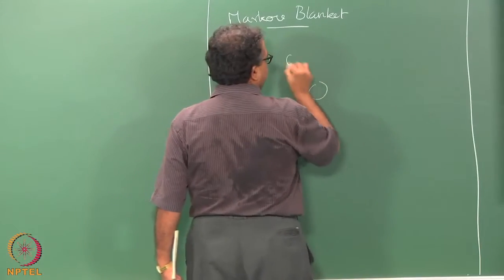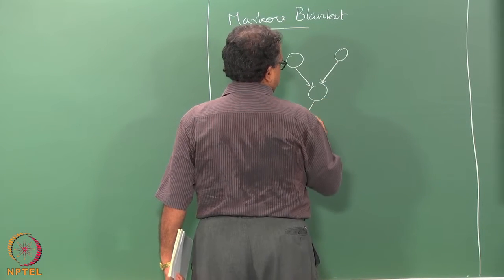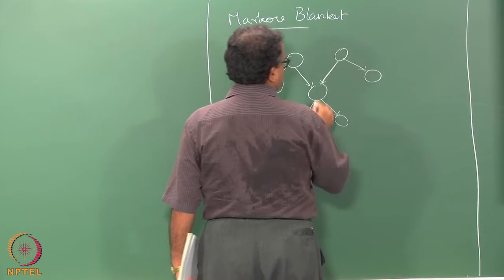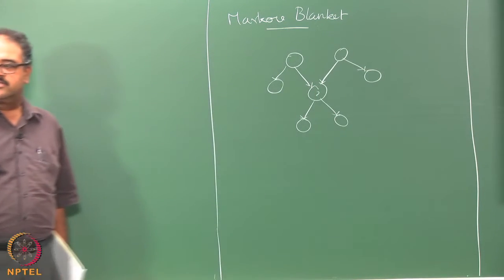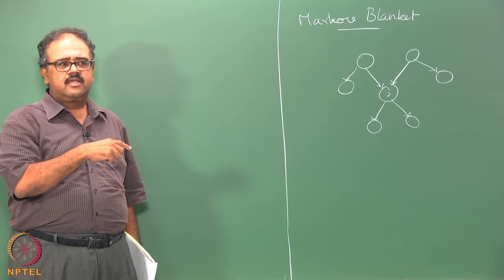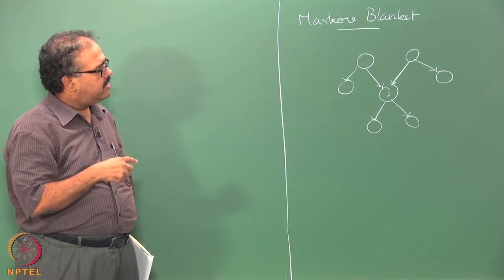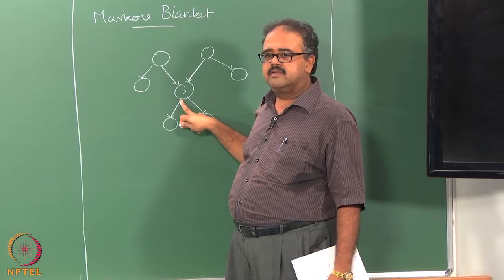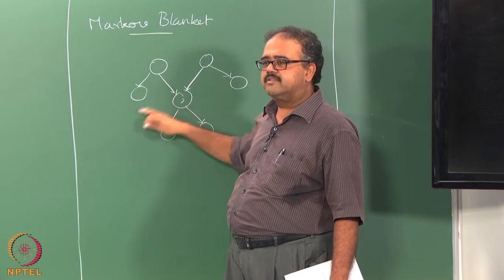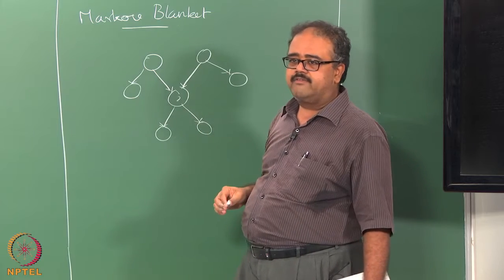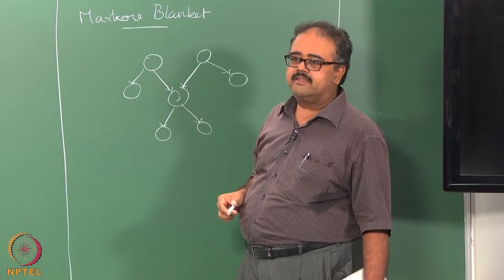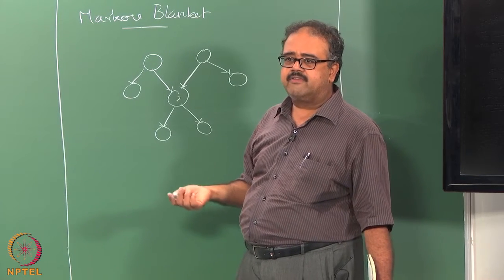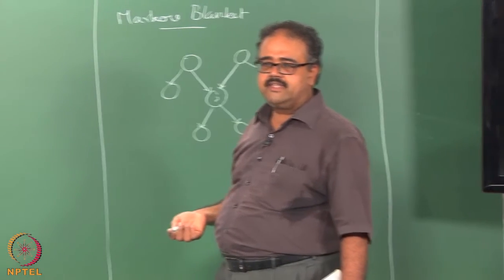So I have a node, say node I. If I don't know the parent, then this node can influence this one, right? That's fine. So this is essentially the Markov blanket of I. So what will be the Markov blanket in the undirected case? It has to be directly connected. The neighbors of I. In the undirected case, it is just the neighbors of I.